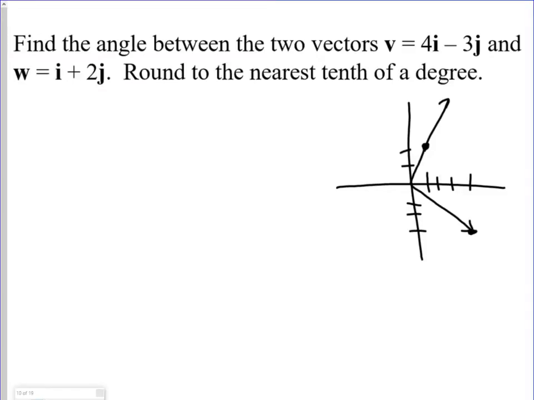Okay. I've got vector V, and I've got vector W. I want to find the smaller of the two angles. I can do that with that formula we just got.